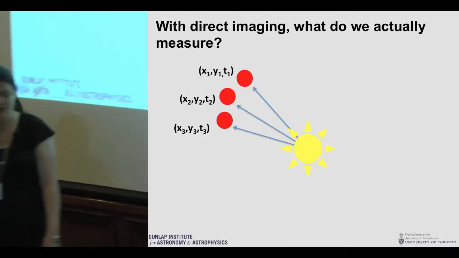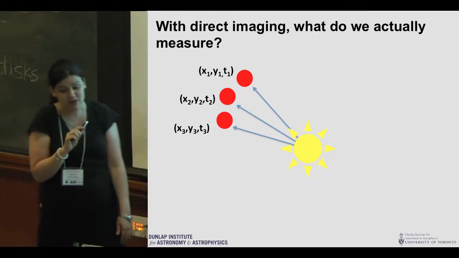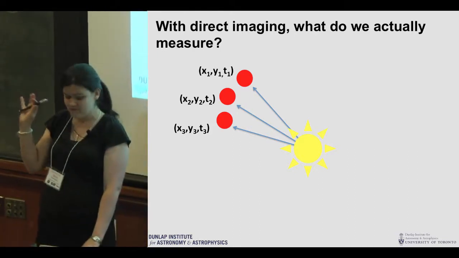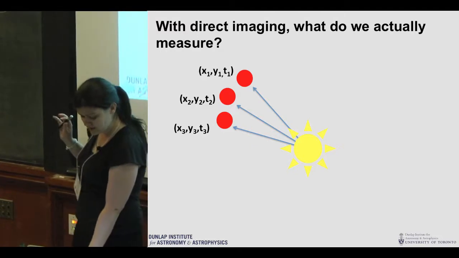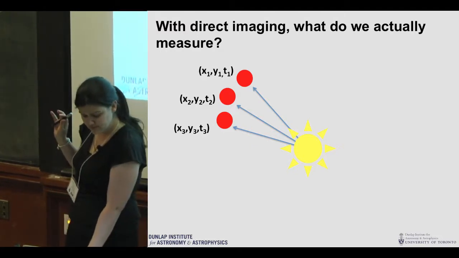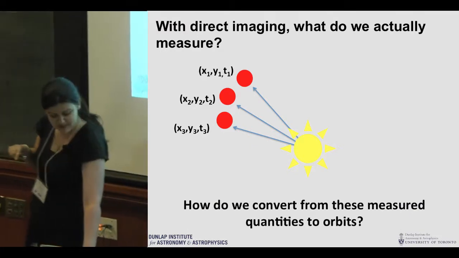So how do we go from all of the stuff I was showing you before, the physics of these orbits, to something that we can actually compare to projections of the motion on the sky? Now I'm going to talk about that a little bit.